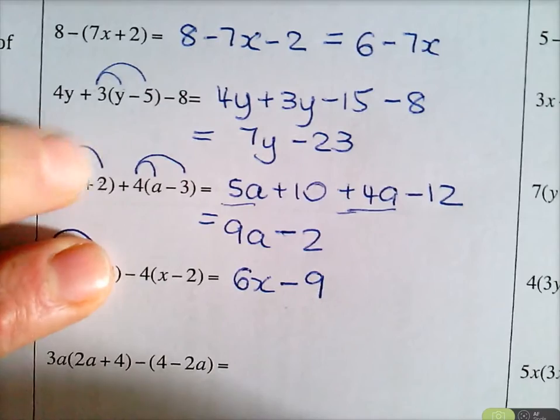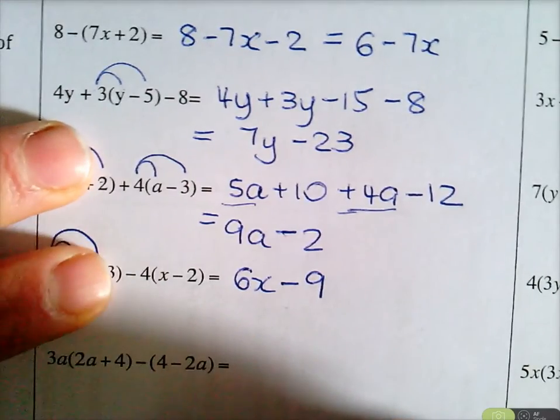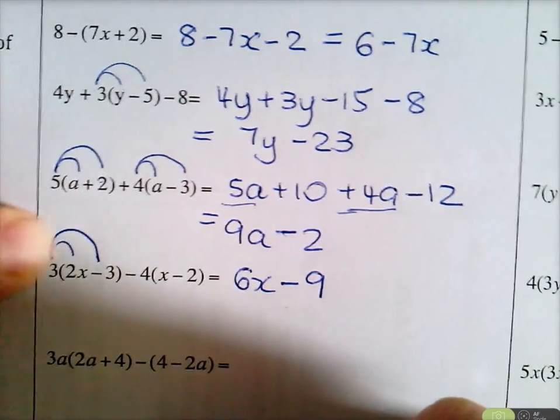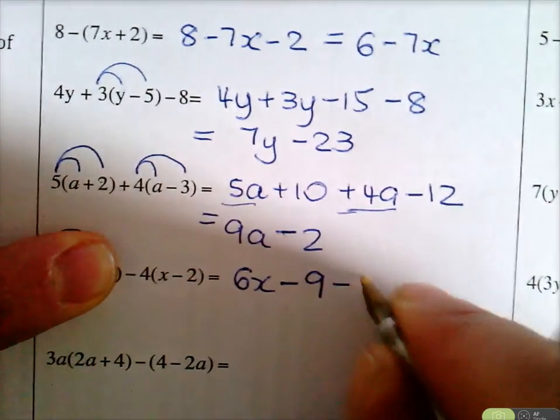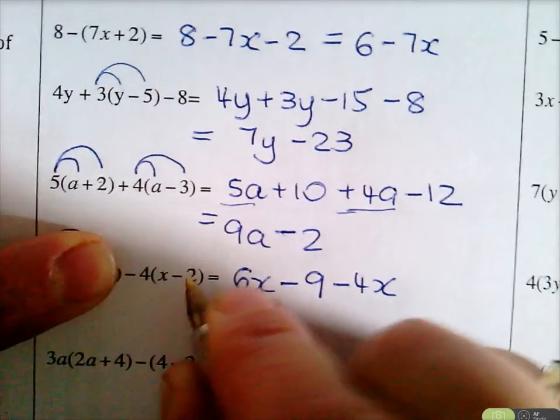All right, girls, yeah. So now I'm covering up the brackets. Look, I'm done with that. That's done. Minus 4 times x. Minus 4x. Minus 4 times minus 2.